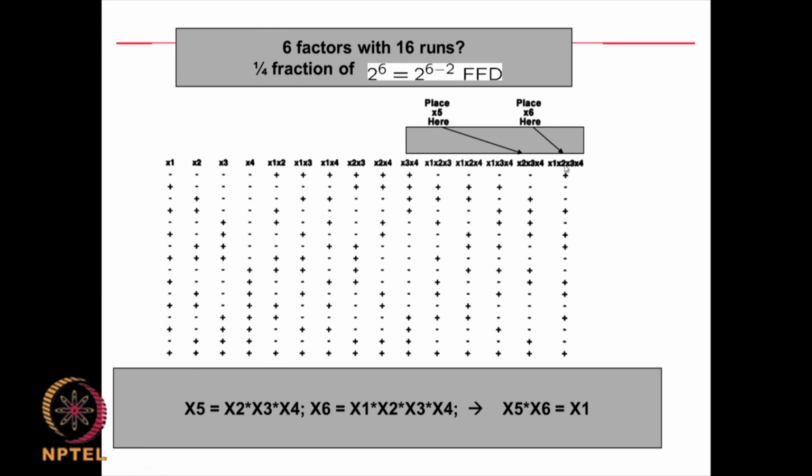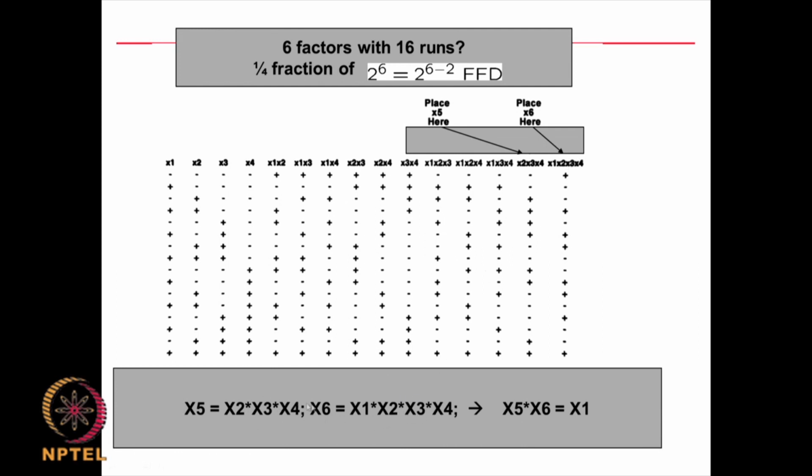So, where do I introduce them? Do I introduce here? Do I introduce here? Do I introduce here, here, here? So, you have a lot of choices. Suppose I introduce x6 here and x5 here. So, x5 is equal to x2, x3, x4 and x6 is equal to x1, x2, x3, x4.